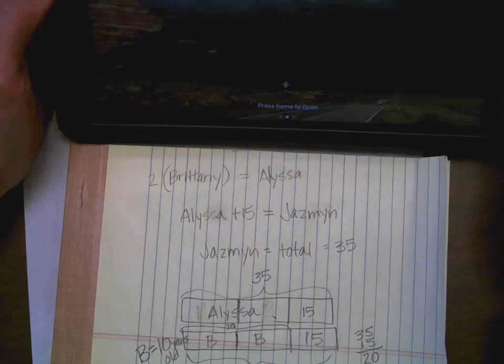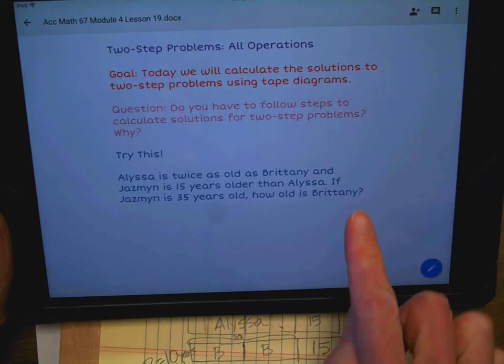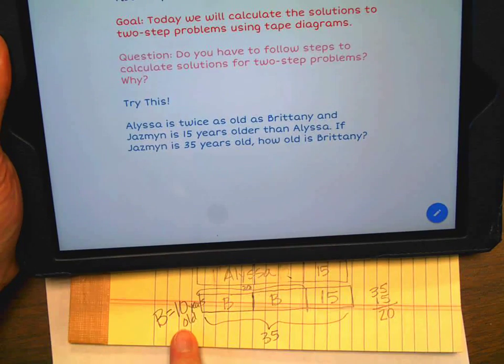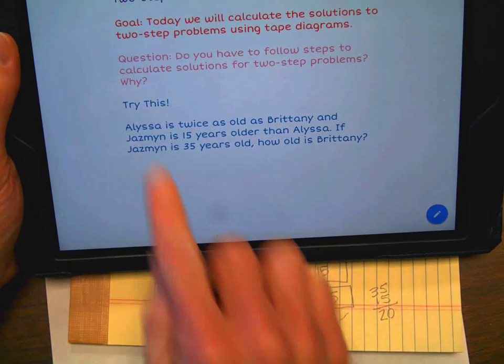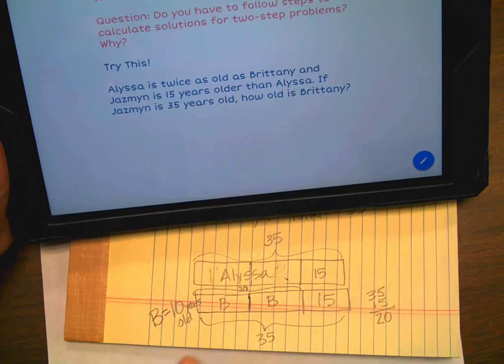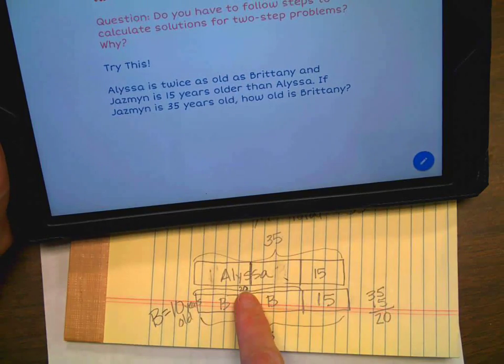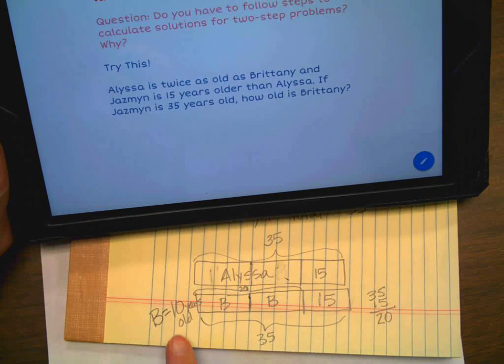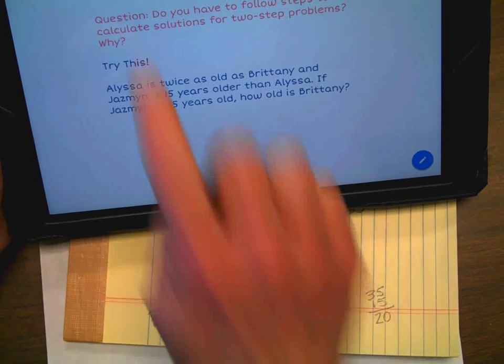Okay? So let's go back to our question that we have. It says, how old is Brittany? Did we figure out how old Brittany was? Yes, we did. We figured out that she was 10 years old. Okay, so Alyssa is twice as old as Brittany, so 2 times 10 is 20, so Alyssa's 20 years old. Jasmine's 35 years old, and we now know that Brittany was 10 years old.